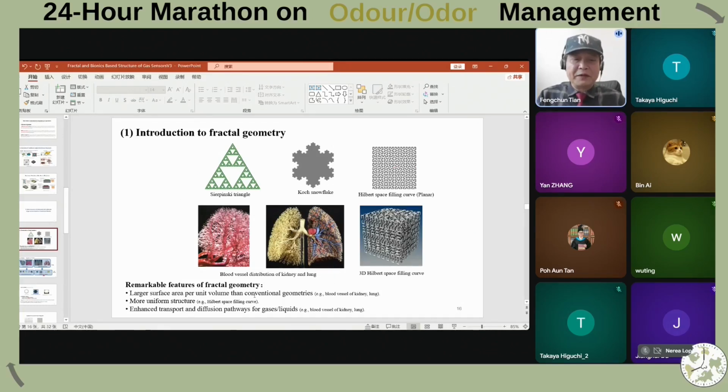So the remarkable features of fractal geometries include larger surface area per unit volume than traditional geometries, and more uniform structure, such as the space filling curve, both for 2D and 3D. They have enhanced the transport and diffusion pathways for gas and liquids, such as our lung and the kidney.